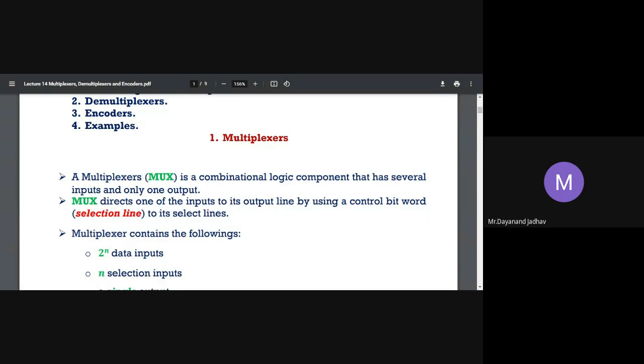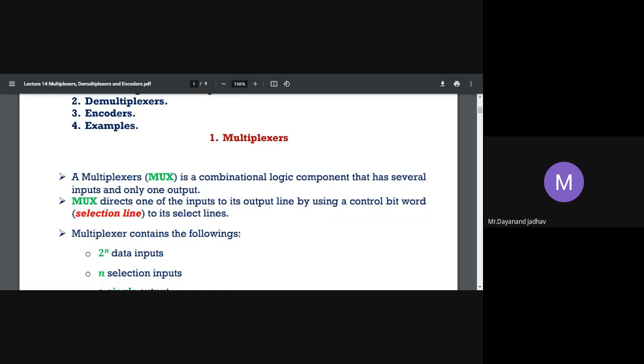So when we consider the multiplexer, a multiplexer is the combinational logic component that has several inputs and only one output. It has also select lines. By using the select lines, it selects from many inputs only one output. From many inputs it selects only one output by considering the select lines.